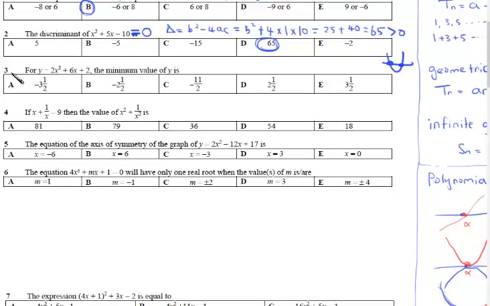Now let's talk about number 3. y equals 2x squared plus 6x plus 2. The minimum value of y is... Whatever this parabola is, I think it's a smiley face like that. Can you use your whiteboard, Chan, to pinpoint where the minimum value is?